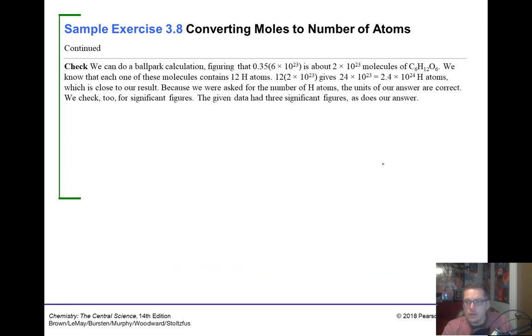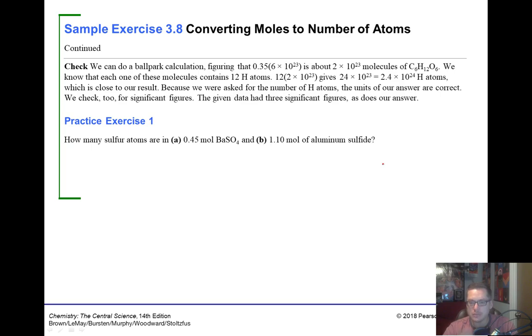So let's do a couple practice problems here. It says, how many sulfur atoms are in 0.45 moles of barium sulfate? So that's part A. We've got 0.45 moles of barium sulfate, and we want to get to how many atoms of sulfur there are. First we have to figure out how many formula units of barium sulfate I have, so I'm going to go to those first. I'm going from moles to FUs. For every 1 mole of barium sulfate I have 6.02 times 10 to the 23rd FUs.